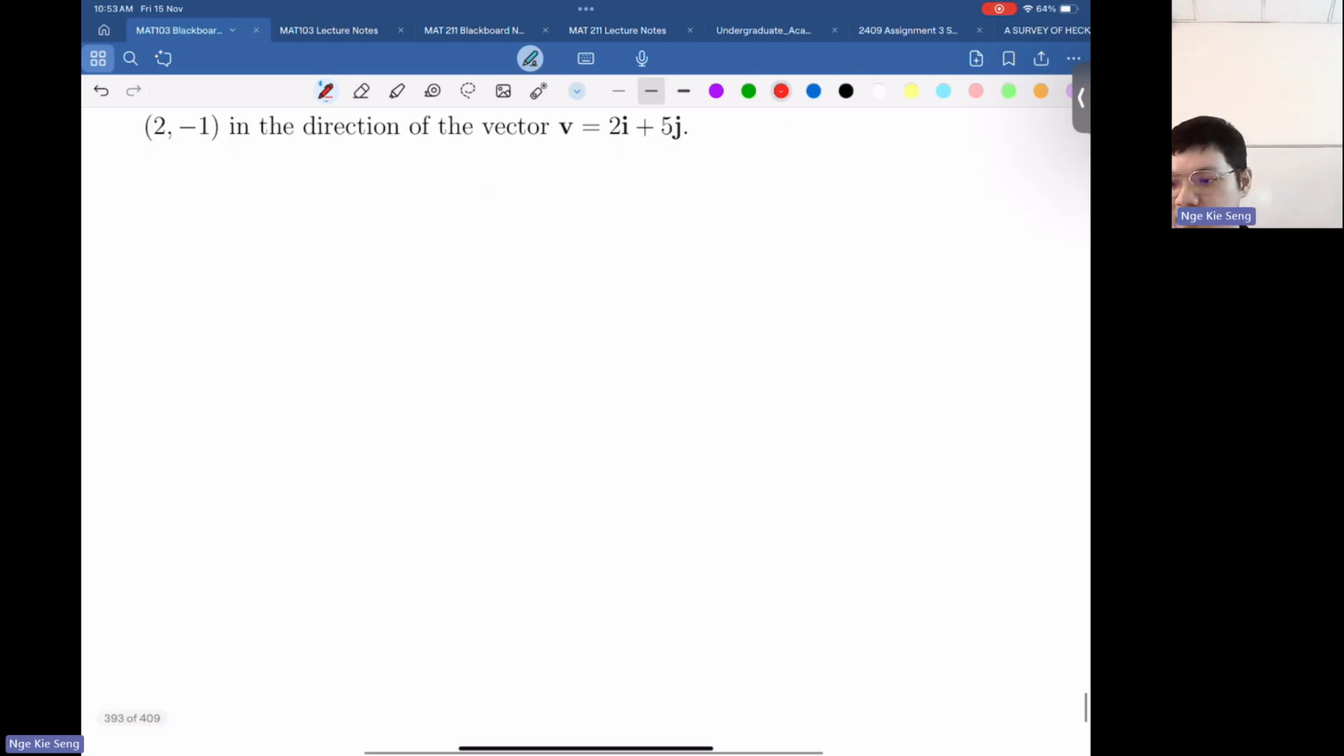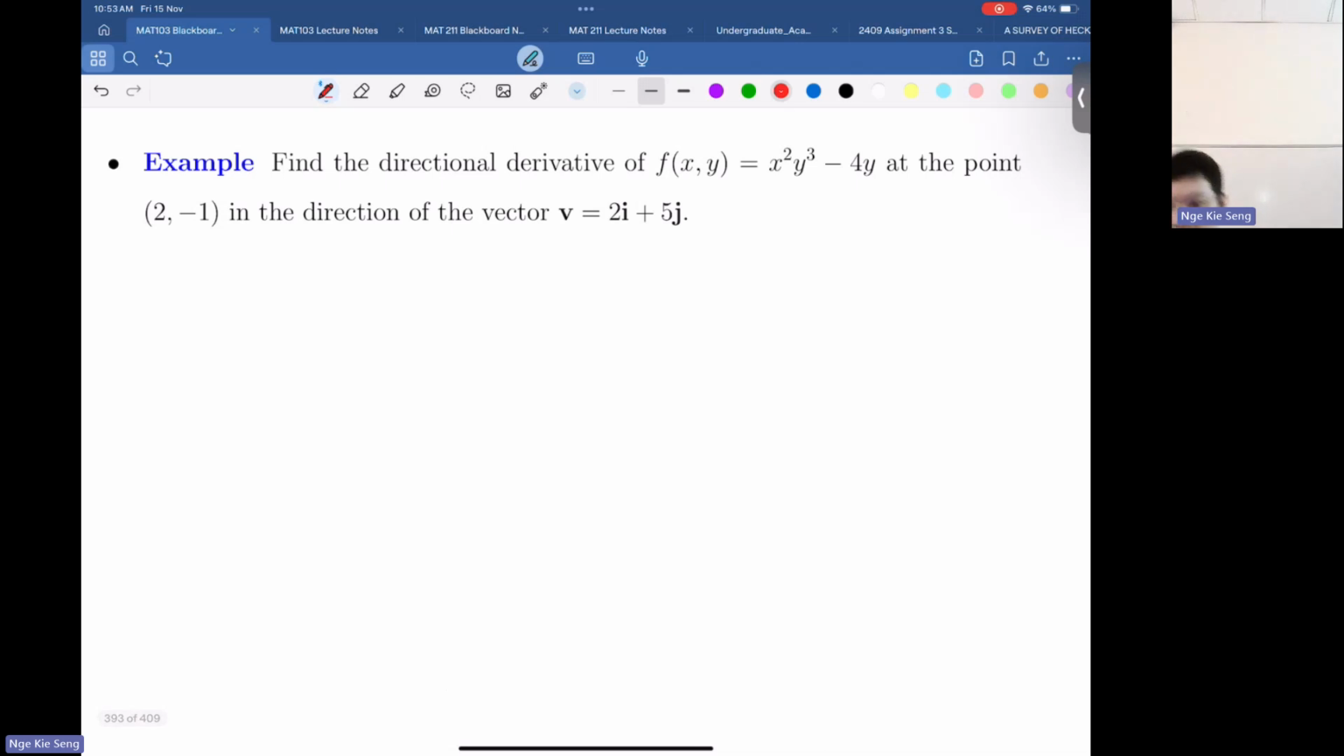So let's do an exercise. Find the derivative of this surface at the point (2, -1) in this direction. Let's use the dot product way to compute it. This direction gives you 2i plus 5j. Is this a unit vector?